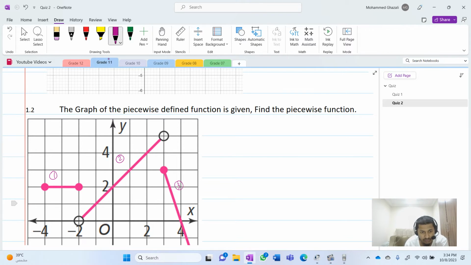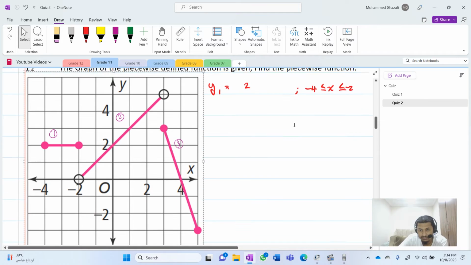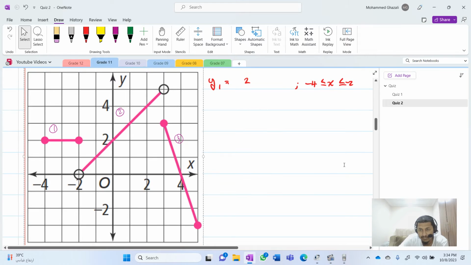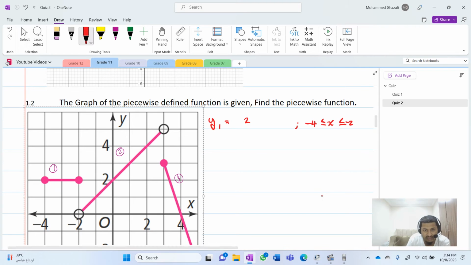So from -4 to -2 we have the first graph. So we can say this is just a horizontal line from -4 to -2. So y1, the first graph, will be equal to, for -4 to -2, that's a domain, both included, to -2, and the function is y is equal to 2. If that's the case, you don't have to write if, you can just write a comma and write it down. The second graph is in the form mx plus c.